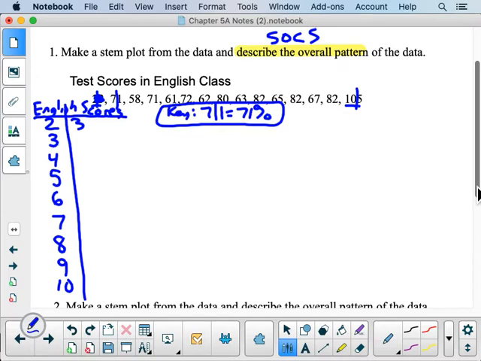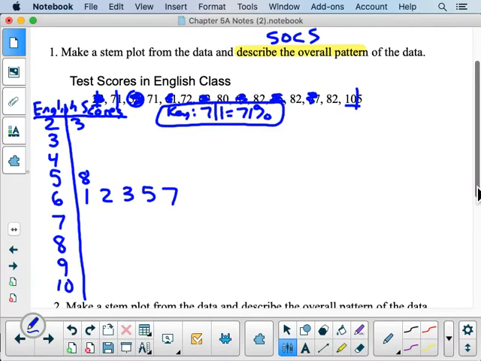Now I'm up to the 50s. I have a 58, and that's it. Now I'm up to the 60s. I see a few of them. I see a 61, a 62, a 63, a 65, and a 67.